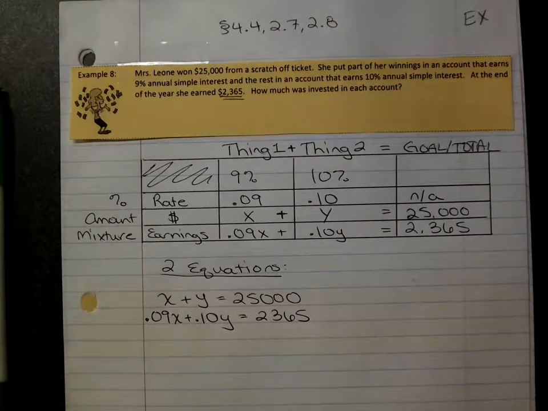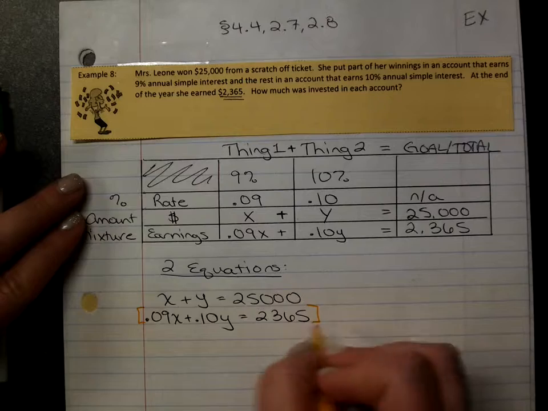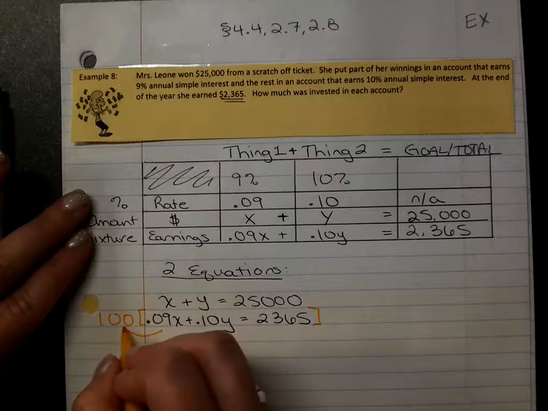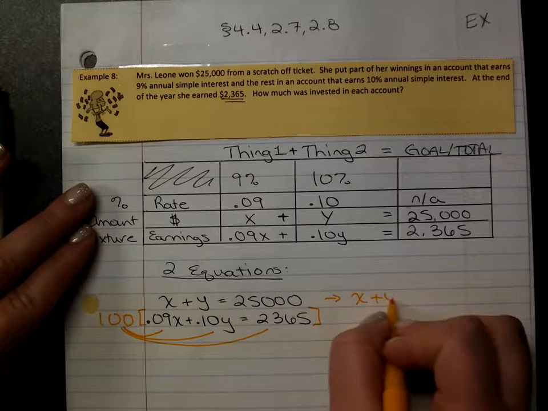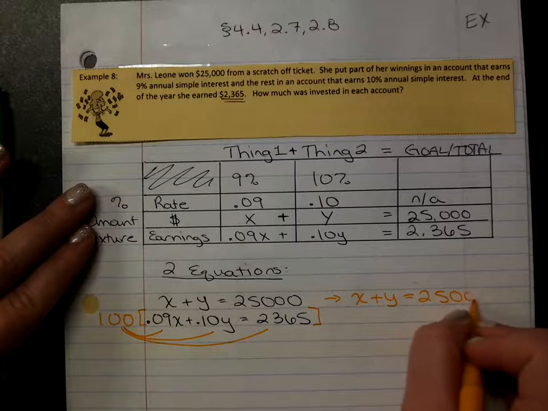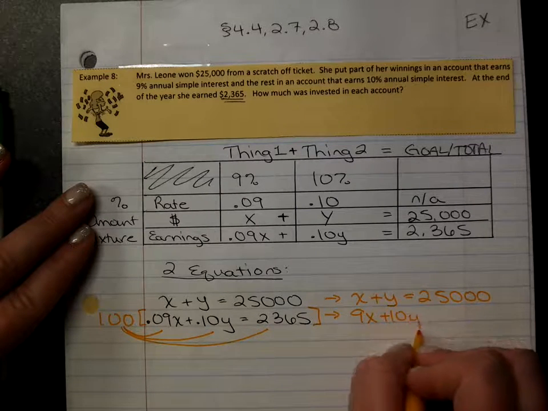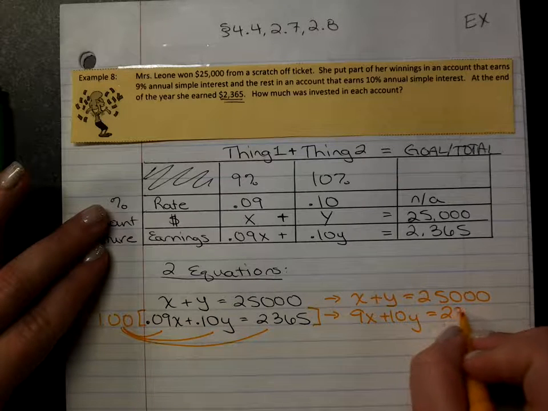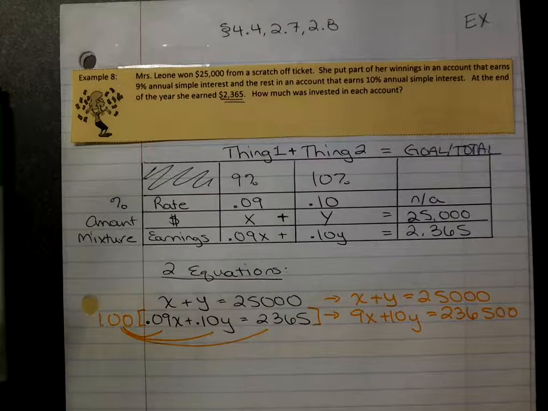Usually when we're dealing with percentages, we end up with decimals, and we want those decimals to go away. So before I do anything, I'm going to multiply that bottom equation by 100. And every piece of it, the x, the y, and the constant, gets multiplied by 100. The top equation stays the same, x plus y equals 25,000. The bottom equation becomes 9x plus 10y equals, and you have to multiply this out, 2,365 times 100 gives us 236,500. So you have to multiply that out and be careful with your places.